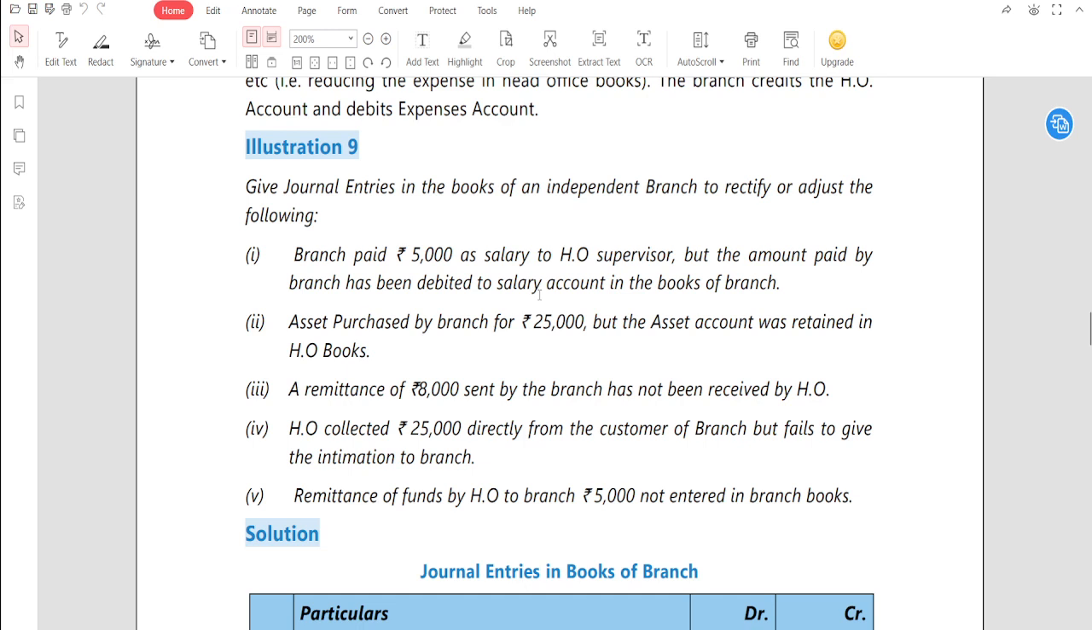Now we need to understand: in the books of the independent branch, to rectify or adjust the following. Guys, whenever you read the question, read it very carefully. The question specifically says that we need to record the journal in the independent branch account. It means we need to record it in the branch books. Remember this. That is the very big fundamental they have said.